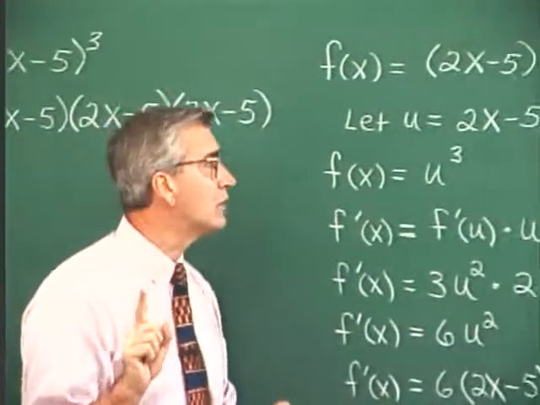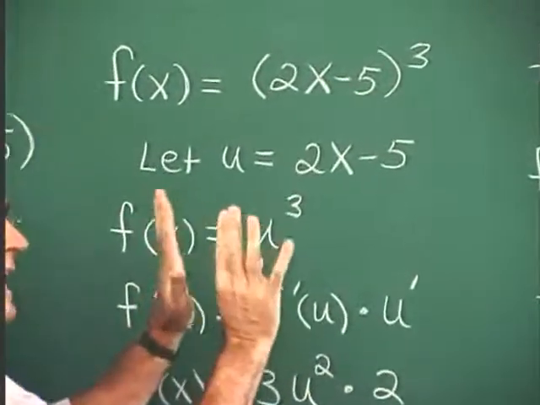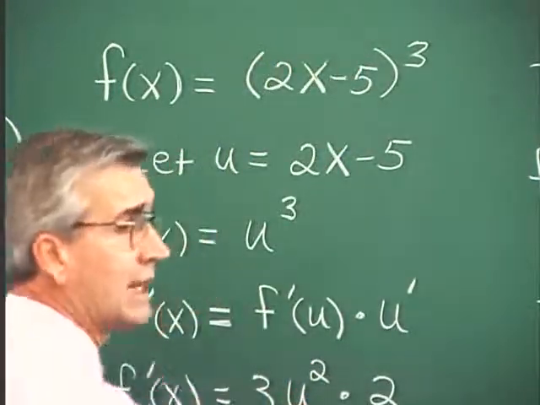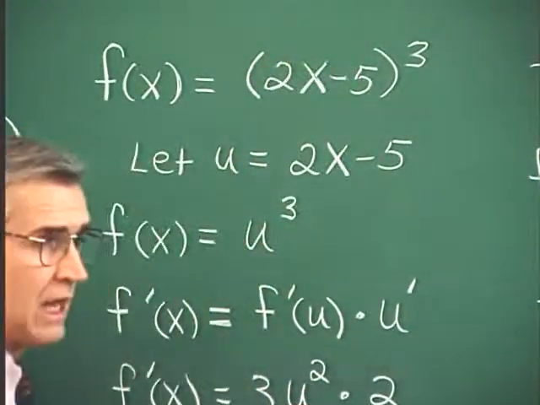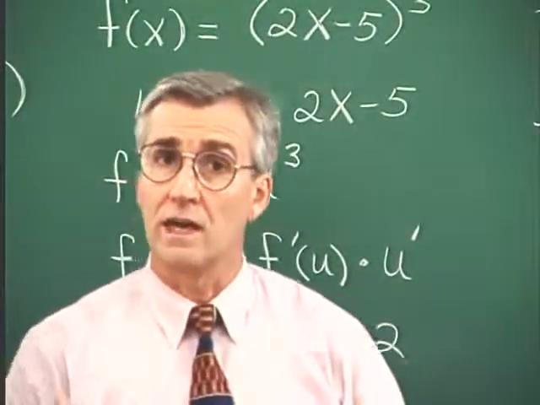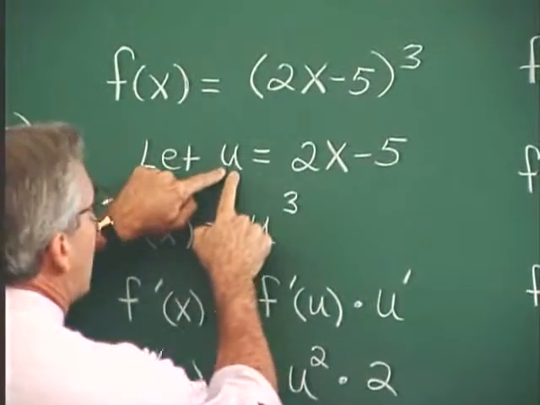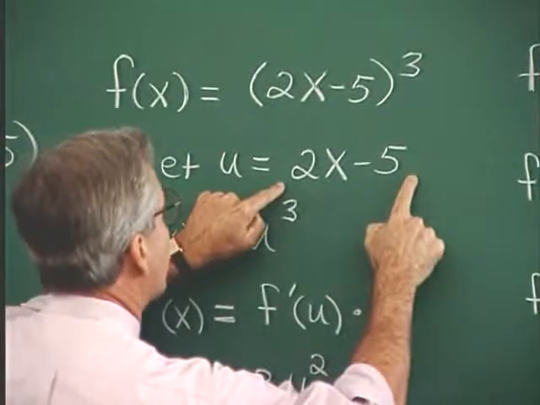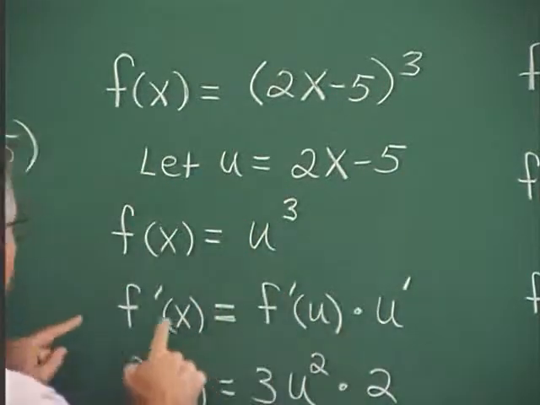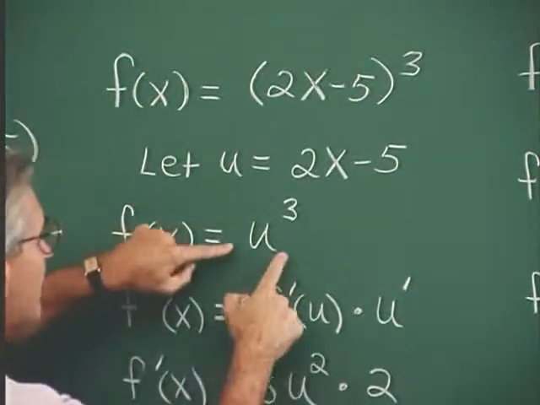This is called the chain rule. If f of x is this, then we can let a variable stand in for this binomial. Let a single letter stand in for this. Now, we're going to do a lot of this mentally a little bit later, but for right now, we're going to actually write the letter and let it stand in and see what happens. We're going to let a letter like u stand in for 2x minus 5, and now the function can be written as u cubed.